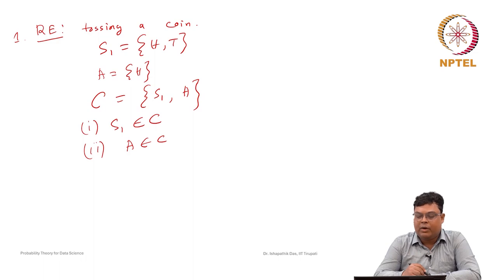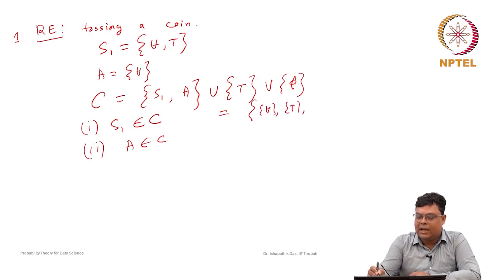Hence, to make it a sigma field, we will add some sets inside. So, let us take the A complement also, that is nothing but the tail. Then our set becomes also S1 complement, phi also; phi is always included. Then our C becomes, in this case, again the power set. So, this is nothing but head, then tail, then S1, head tail, then phi.